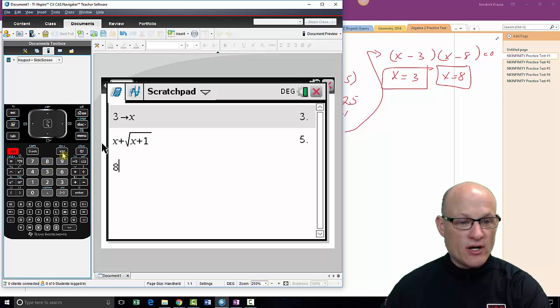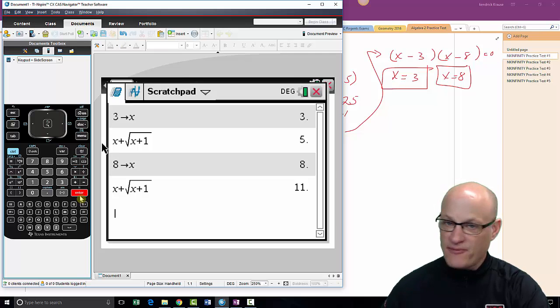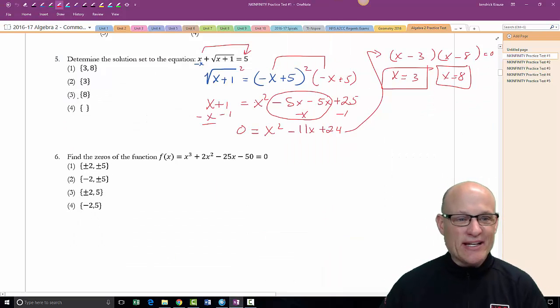8, control var x, and press enter. And hit the up arrow and press enter. And I get 11. Oh, but I wanted it to be 5. I don't want it to be 11. I want it to be 5. So 8 is an extraneous solution. So the only answer is this one.